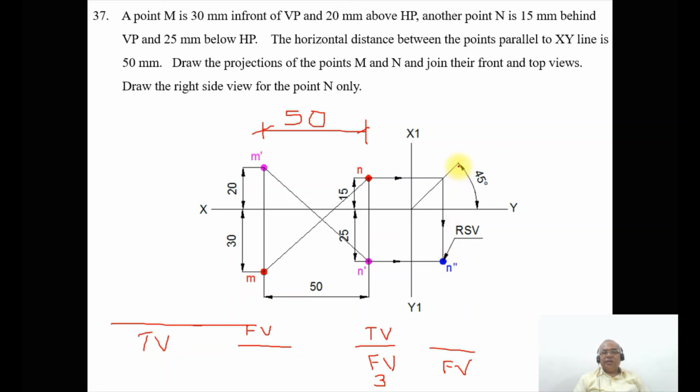Then show the dimensions of the 45 degrees, and this is 15 and this is 25, and this distance is 15, this distance is 30, and this distance is 20. And draw the right side view for the point N only. So we have drawn the right side view for the point N, and you show this as the right side view. So this is how you will be able to analyze and solve this problem by using the sketchbook. Thank you.